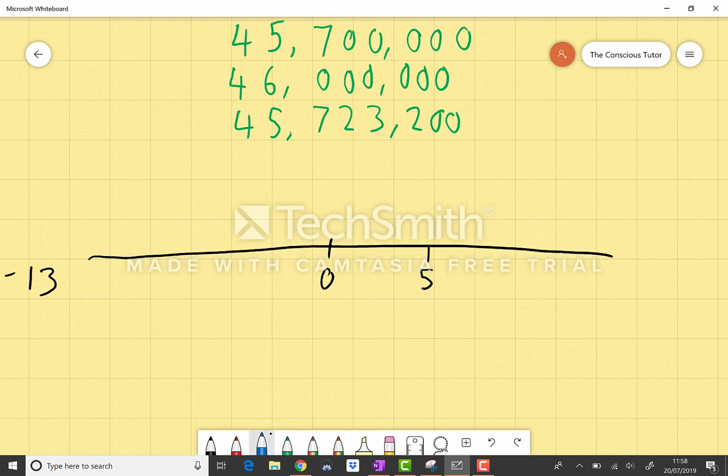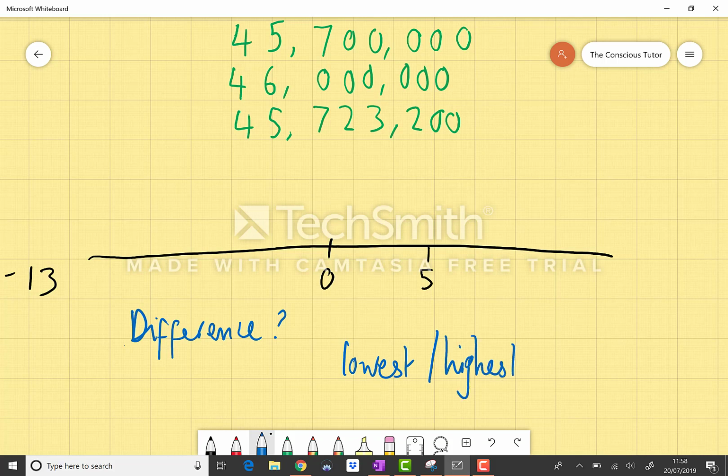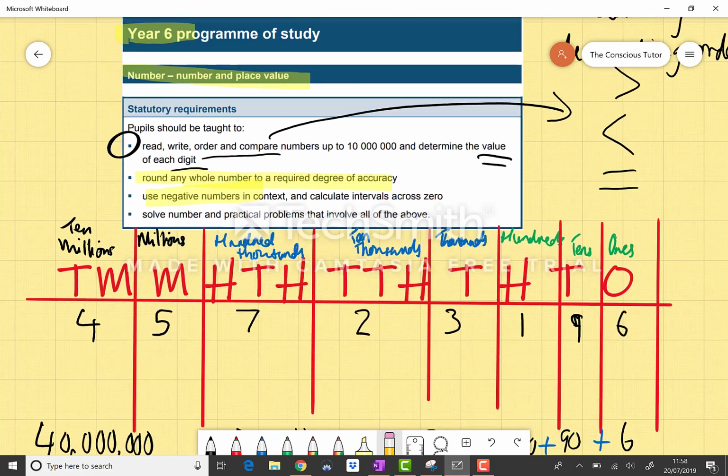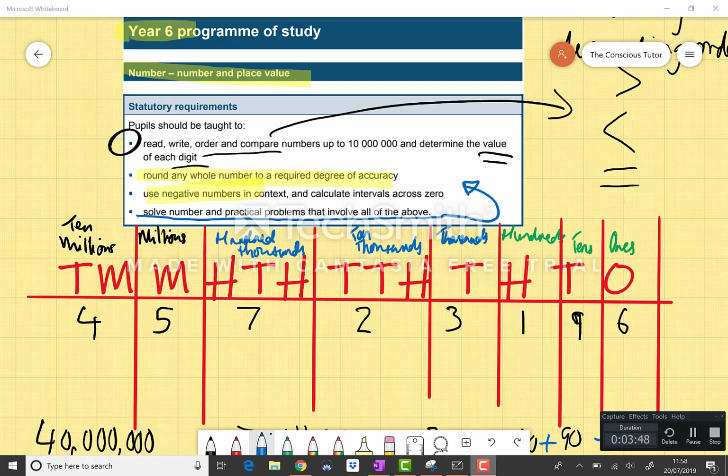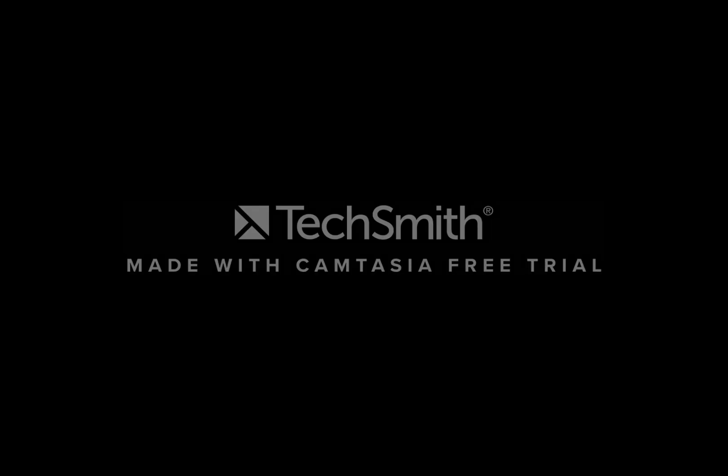So the difference between 13 and 5. So just to get back to 0, that's plus 13. And then when you add on another 5, you've got 13, add 5, the difference is 18. This could be given in the example of what is the highest and lowest temperatures, what is the range of temperatures, or what is the difference between. Children also need to be able to solve number and practical problems that involve all of these, and that could be represented in many different ways.